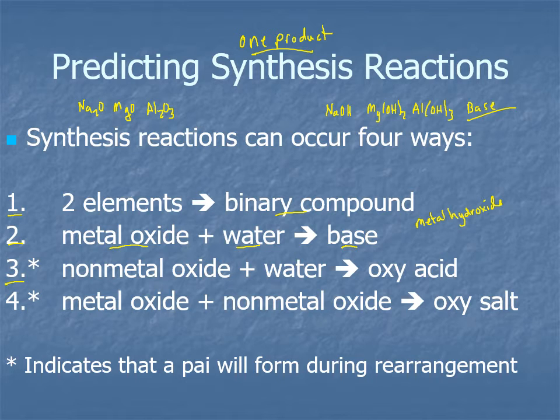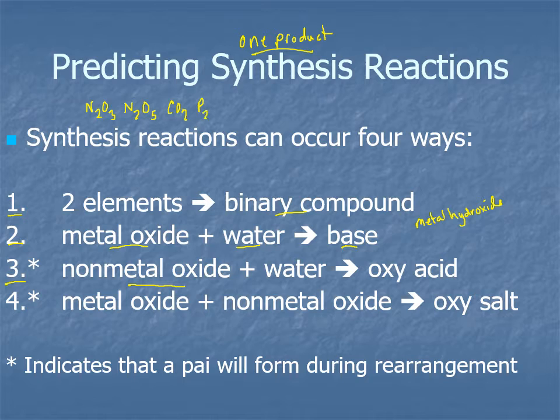The third way these reactions can go is you can have a nonmetal oxide combining with water. Well, let me erase this up here and talk to you about what a nonmetal oxide is, because it is, again, just what it says. So what is that? Well, a nonmetal oxide would be like dinitrogen trioxide, or dinitrogen pentoxide, or carbon dioxide, or diphosphorus pentoxide, those types of things. Those are all nonmetal oxides.